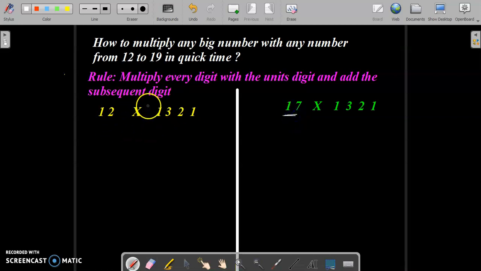Okay, now what you have to do: first of all, take 0 in the beginning and at the end of the number. Take 0 at the beginning and at the end of the number. Now what is the units digit of the number 12? It is 2. So according to the rule, you have to multiply every number starting from 0 with 2 and add the subsequent digit. So I will multiply every number.